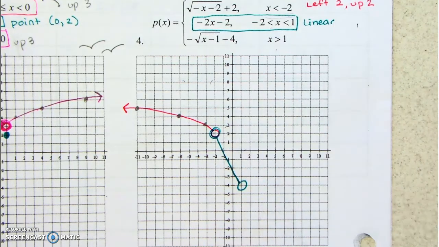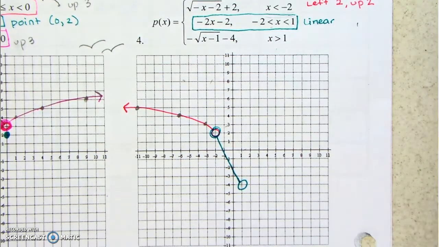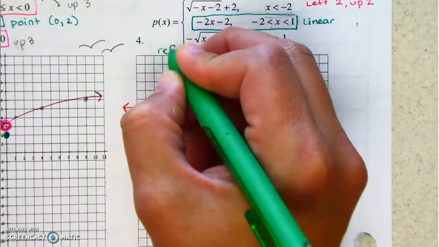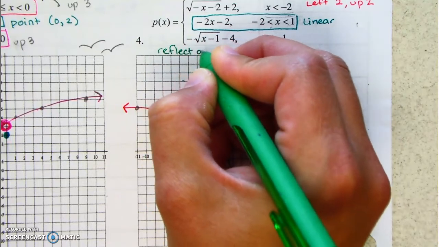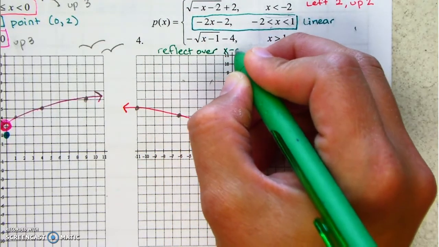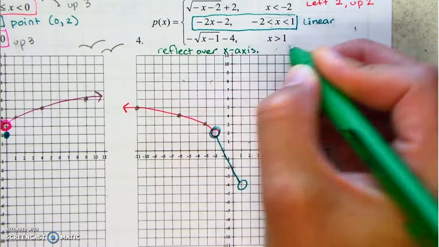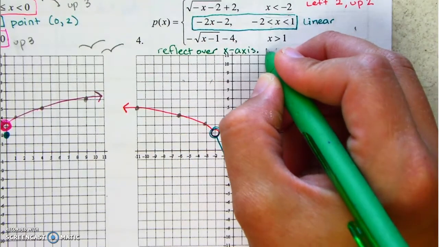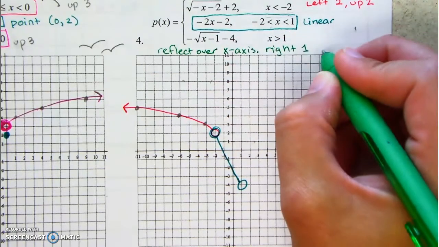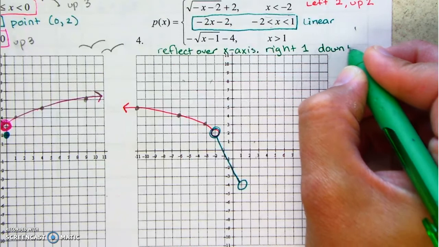Last one, 3 transformations, and I have 2 minutes. We can do it. Okay, negative in front is a reflection over, now that was the y-axis, so this is going to be the x-axis. What about the -1 inside? -1 inside means we're going to go right 1, and the -4 on the outside means we're going to go down 4.